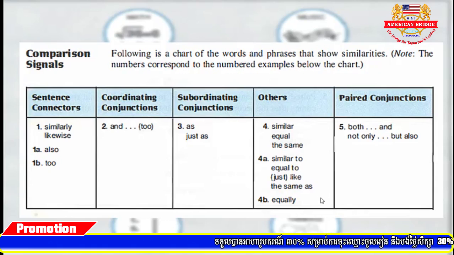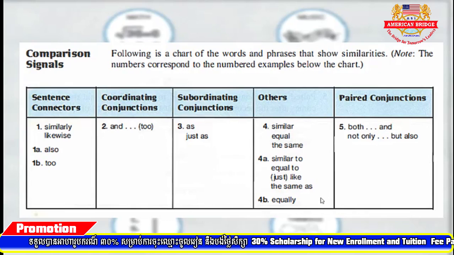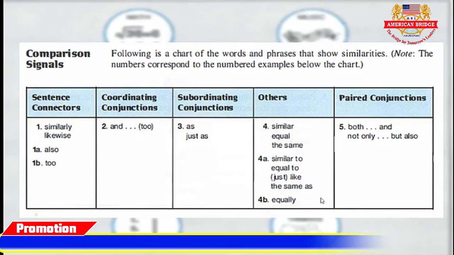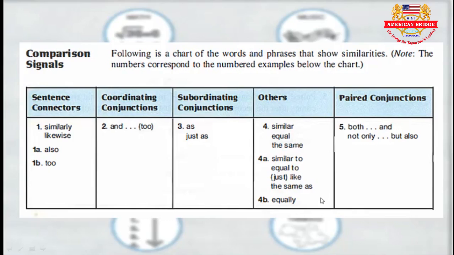Another example of not only but also: I am not only smart but also brave. If you use both and, the same meaning, we say I am both smart and brave.